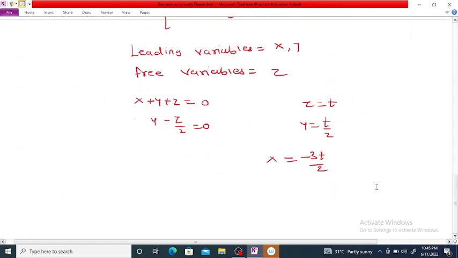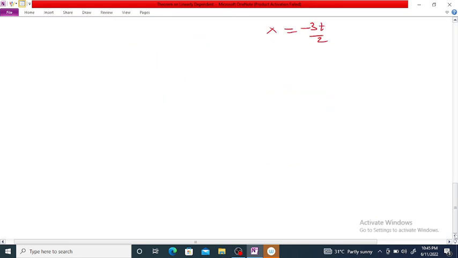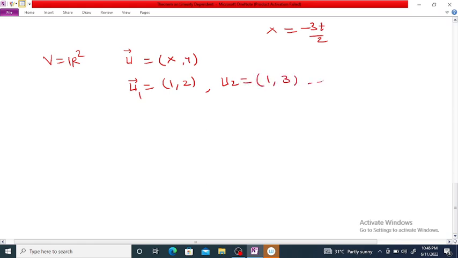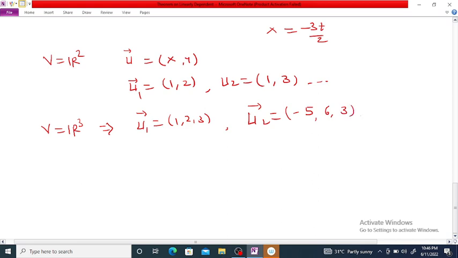This is one concept. The second concept is about vectors. If V is equal to R square, then any vector u bar in R square in component form looks like (x, y), for example u1 bar is equal to (1, 2), and u2 bar is equal to (1, 3), and so on. If V is equal to R cube, then vectors in R cube in component form are, say, (1, 2, 3) or u2 bar equal to (minus 5, 6, 3), and so on.